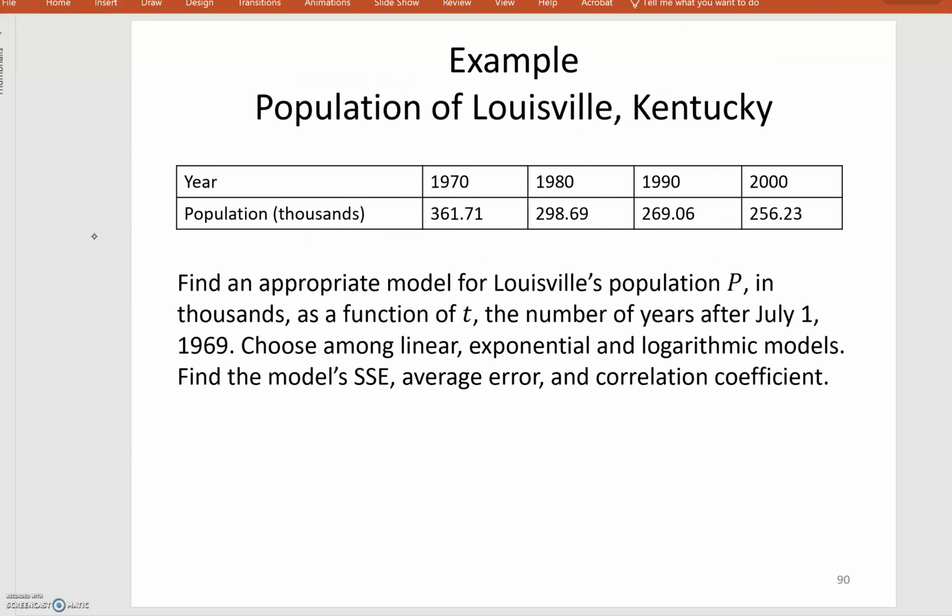Okay, let's look at an example. Oh, actually, I think maybe what I'll do is pick this example up in the next video.